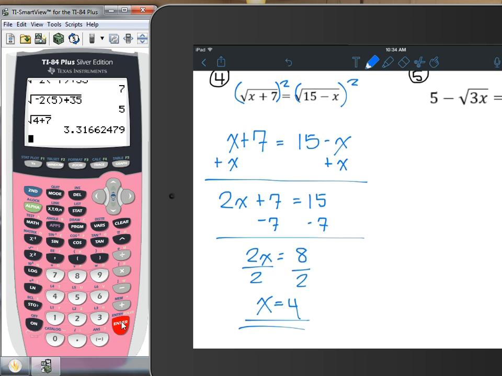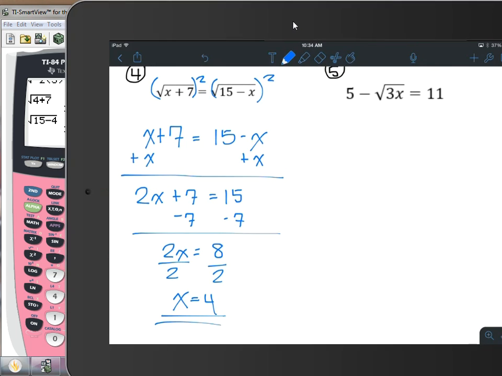And now I'll do the right-hand side to make sure that I get the same big long decimal. So the square root of 15 minus 4, and I do. So I know that this is not an extraneous solution, and it is in fact the answer to my problem. Okay? Alright, let's try number 5 and we'll be finished.